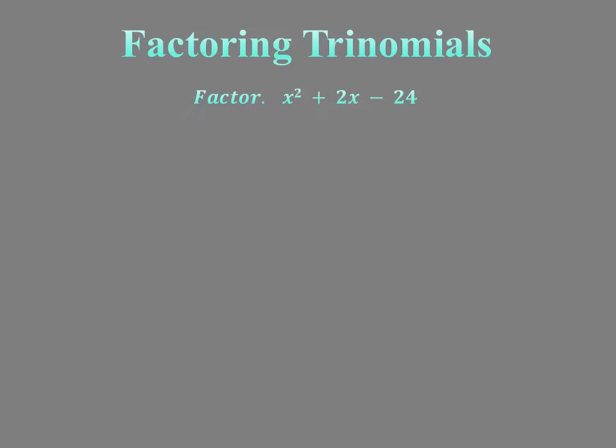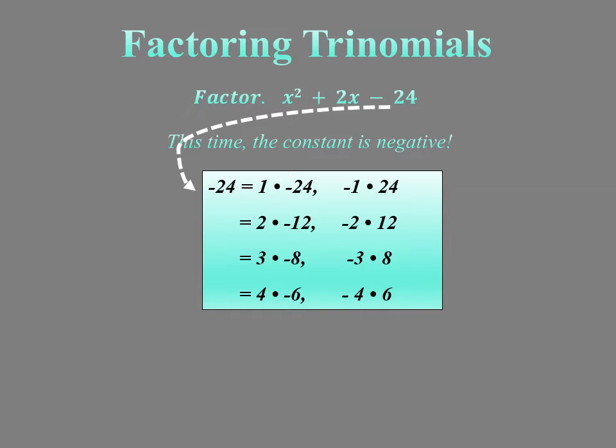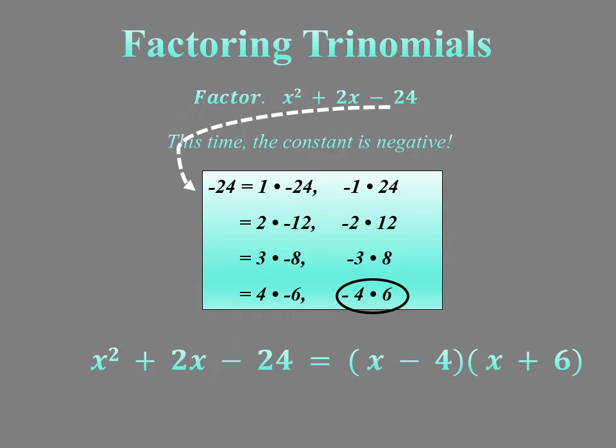Another example, we have a quadratic trinomial and the coefficient of x squared here is 1. So first we're going to list the factors of negative 24. Keep in mind the constant here is negative. And we're going to take the two that add up to 2. Therefore, our example can be factored into x minus 4 times x plus 6.